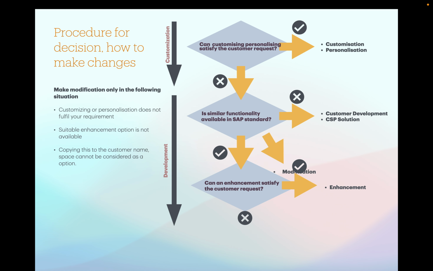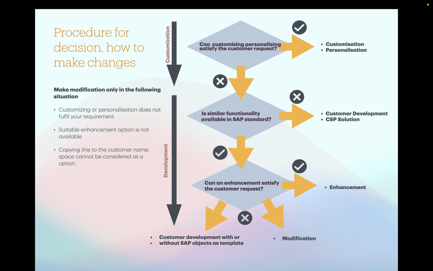If the enhancement option is not available, we should create a separate development, that is custom development with or without an SAP object as a template. It means we can copy and create one customizing object utilizing a few of the SAP standard objects, and we can create the new solution that we can utilize as it is. We can utilize the template of the SAP standard objects or partial SAP objects.